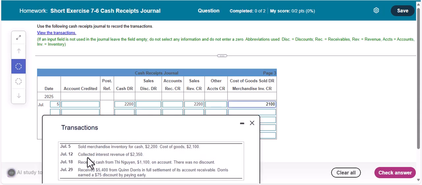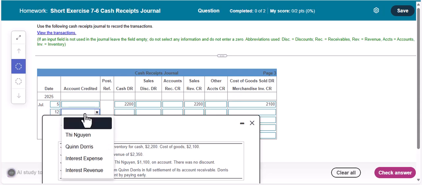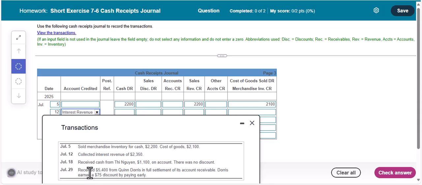On July 12th, we collected interest revenue of $2,350. So we'll input that date here, July 12th. Then if we take a look on our right here, do we have an interest revenue account to credit? We do not. So we're going to put the interest revenue credit right here. So we have interest revenue, and then we have other accounts credit for $2,350. Our cash is also going to be debited for that same amount, since again, this is the cash receipts journal, and we are collecting that revenue here in cash.